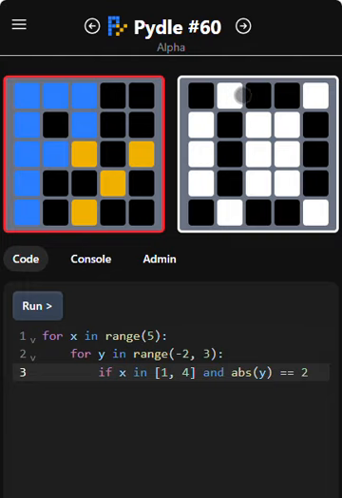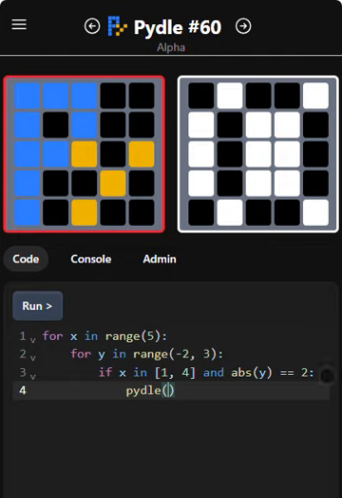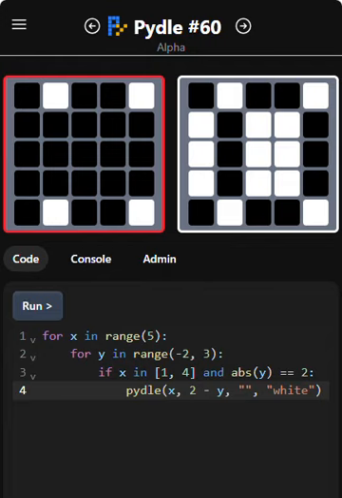You could just as well have said and y in -2, 2, but this is just a little bit prettier. Okay, so that, then we need to do Pydle x, 2 minus y. Remember, we need to convert back to Pydle coordinates, character and white. Let's just see. Yeah, those are the pixels.